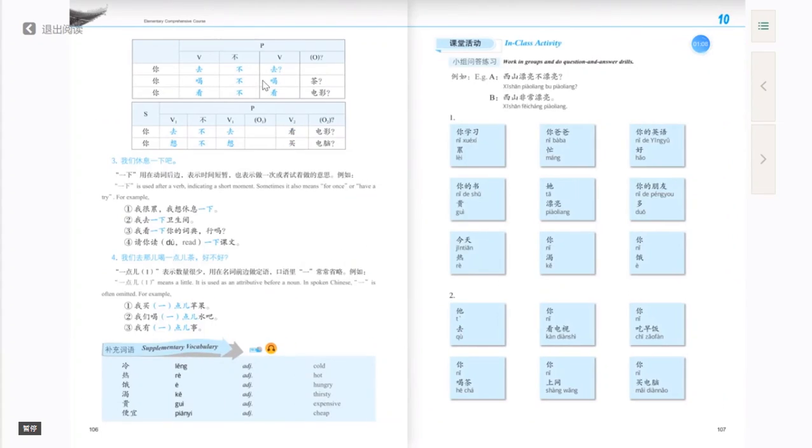你去不去? Are you going or not going? 你喝不喝茶? 喝 means to drink. Like, do you drink tea or not? 你看不看电影? Do you watch a movie or not?